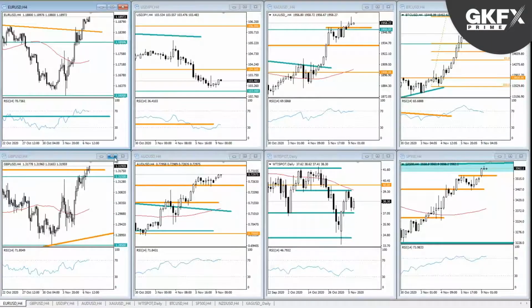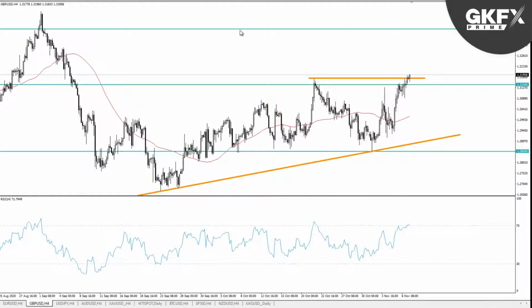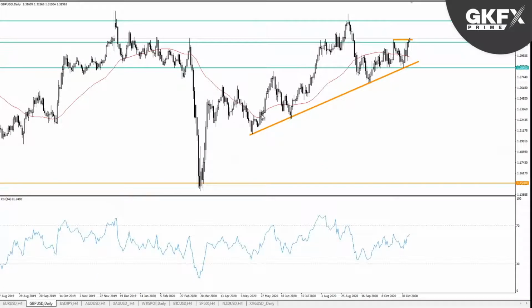Now, as you might imagine, it's a similar story for sterling, just not quite as strong. So this is our 4-hour chart. Let's pull out our daily for a second. We've basically held quite neatly onto this rising trend line. 1, 2, 3, 4 tests now, and so that's defining our uptrend.